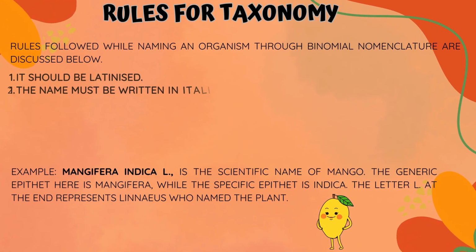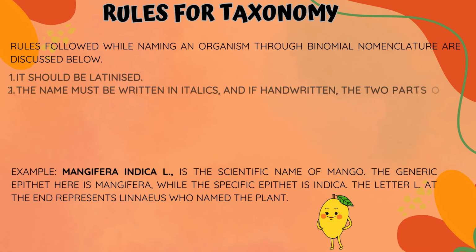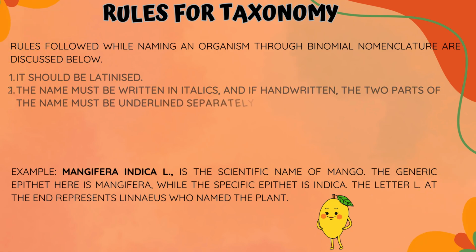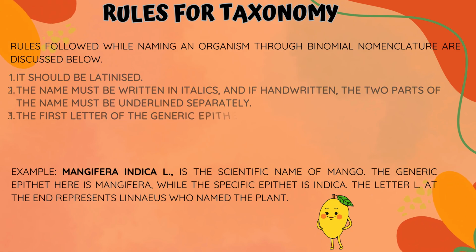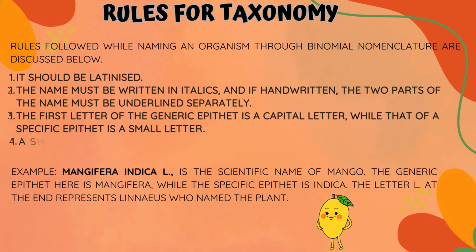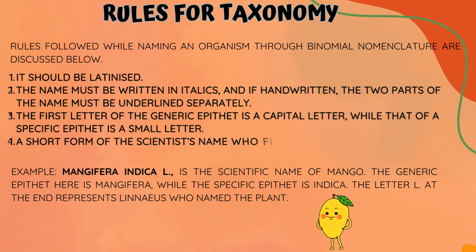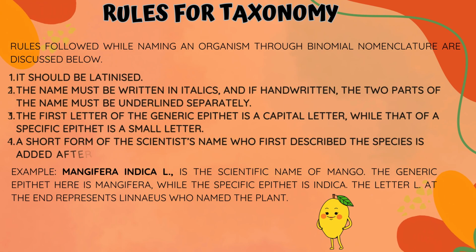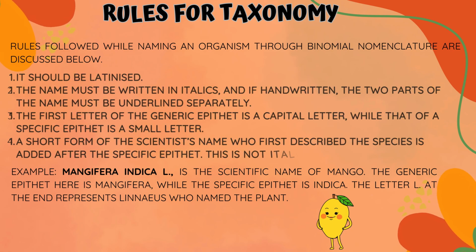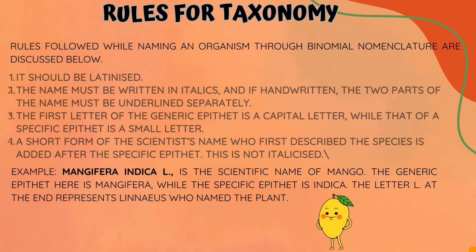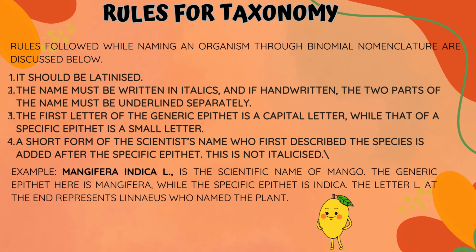Rules for taxonomy. Rules followed while naming an organism through binomial nomenclature are discussed below. It should be Latinized. The name must be written in italics, and if handwritten, the two parts of the name must be underlined separately. The first letter of the generic epithet is a capital letter, while that of the specific epithet is a small letter. The short form of the scientist's name who first described the species is added after the specific epithet. This is not italicized. Example: Mangifera indica L. is the scientific name of mango.